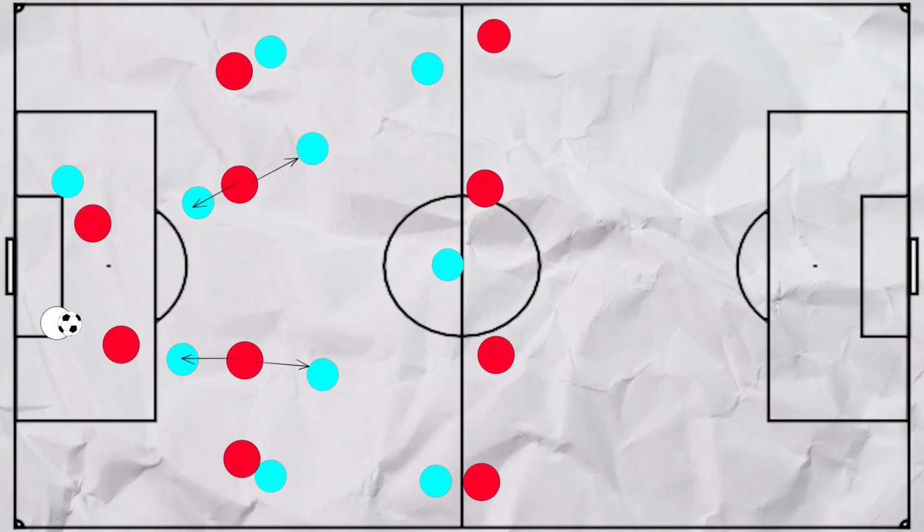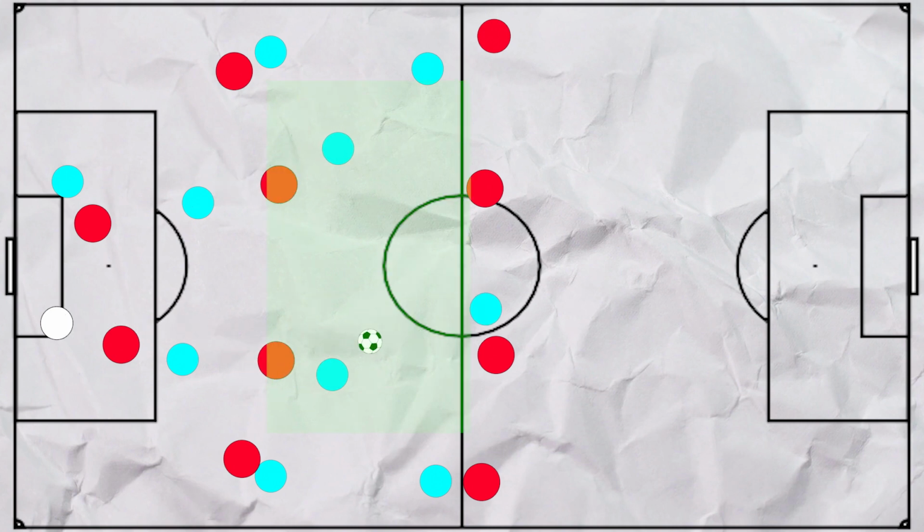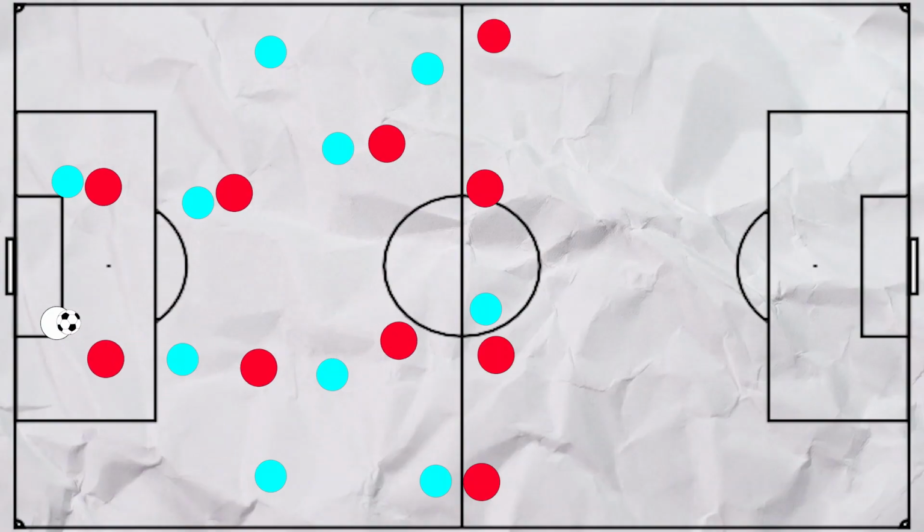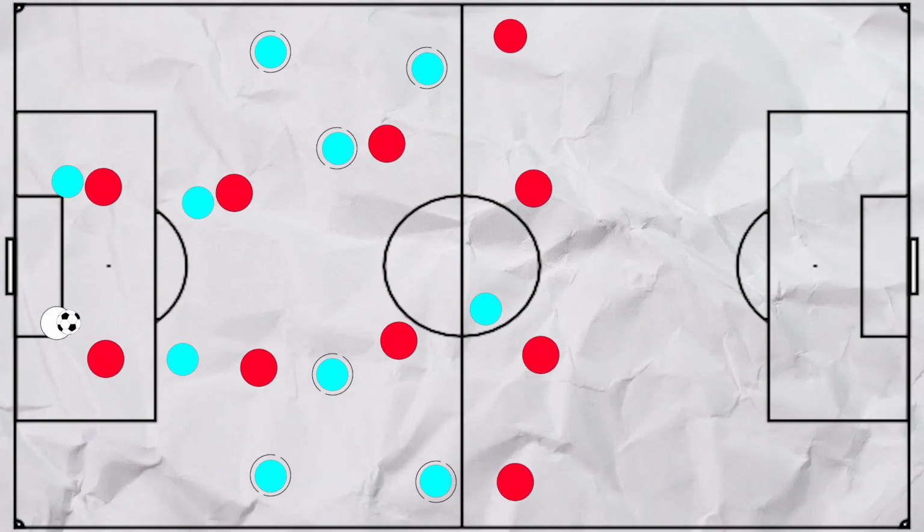Another key element is the Liverpool high press would leave some space in midfield. So if Liverpool won the long ball, it would put City midfielders in an advantageous position to win the second ball. But if the Liverpool defense were wary of the long ball from Bravo, they may hold off slightly, and this would open the option for Bravo or Otamendi to play it into the free midfielders.